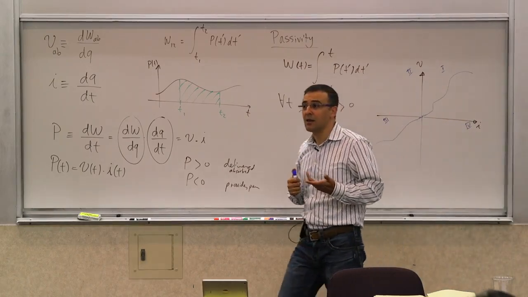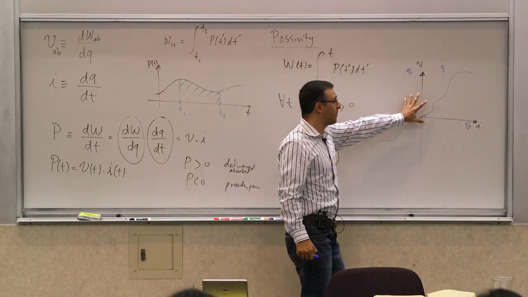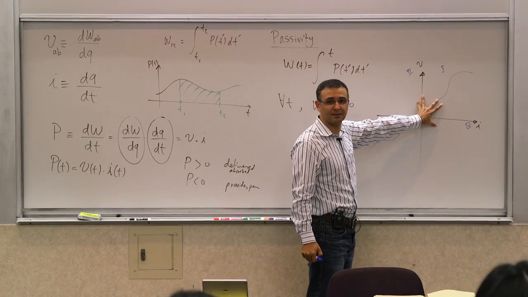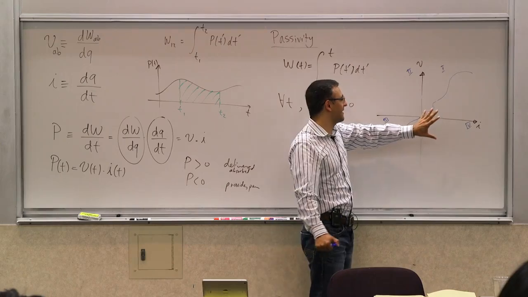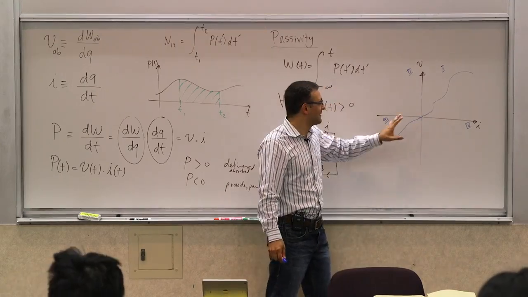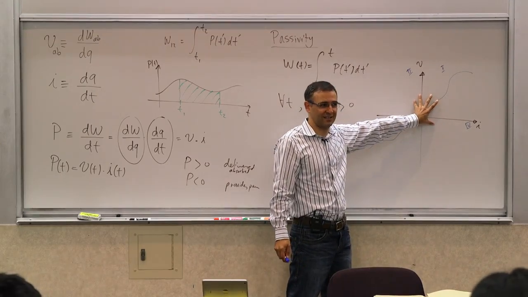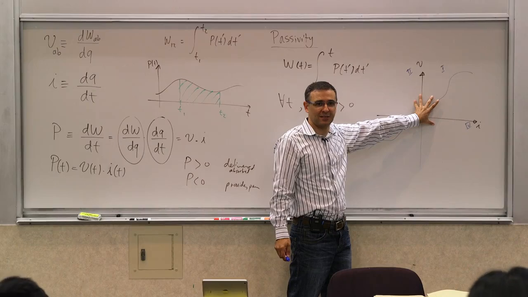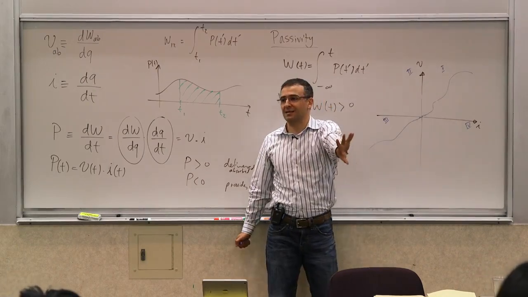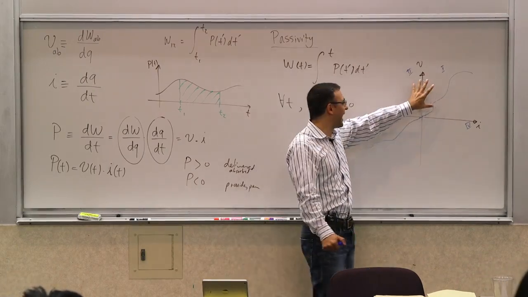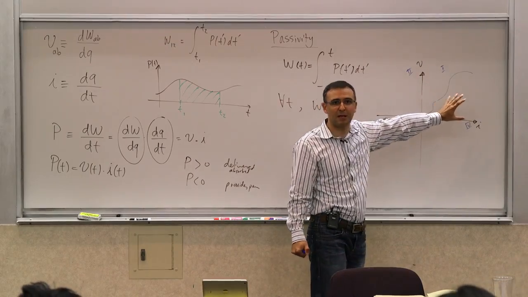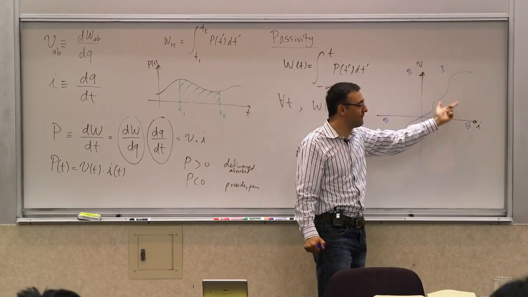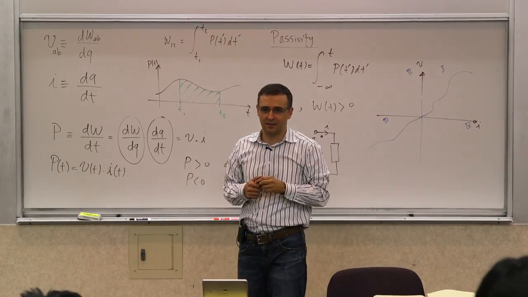That's a passive element. This is not all passive elements. This is a special case of passive element. If you want to think mathematically, this is a sufficient condition. If you have something like this, it's going to be passive. But not all passive things can be defined this way. As we will see, for example, a capacitor cannot be defined as a V to I characteristic.